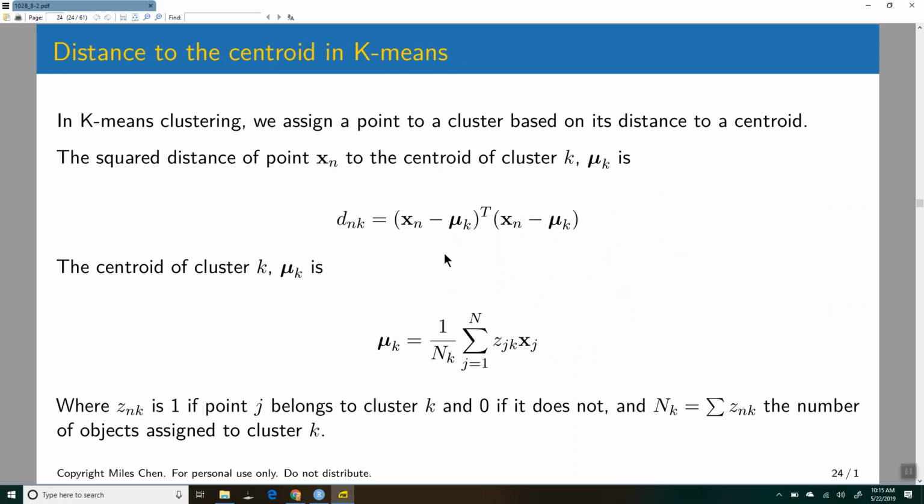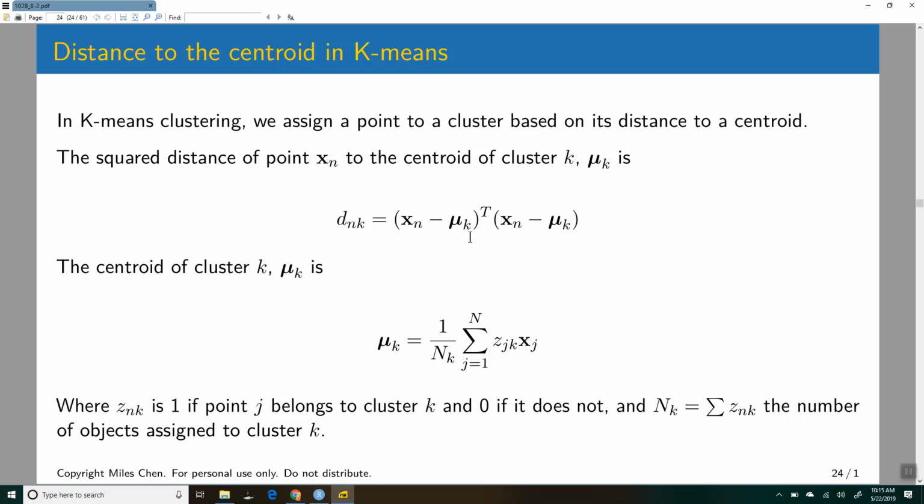And so the way we measure the distance to a centroid, if we're looking at the squared distance, is we take the point xn, and then we figure out what the centroid mu k is. The centroid of cluster k is mu k, and the squared distance is going to be (xn minus mu k) transpose (xn minus mu k), right? So this is the squared distance from x to mu k, all right?